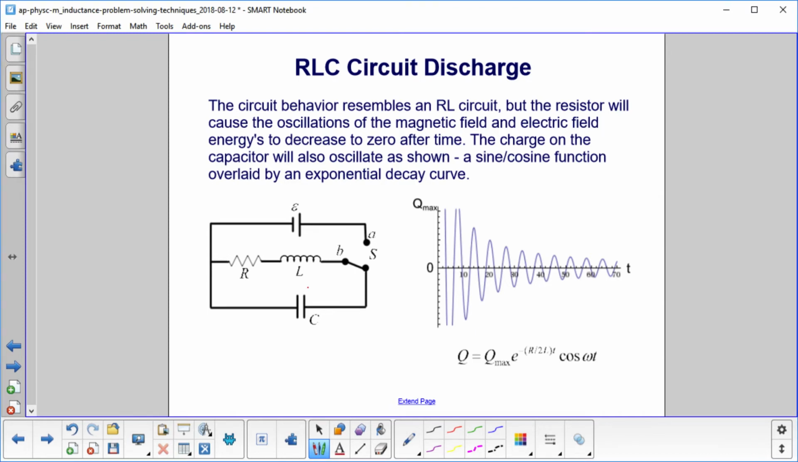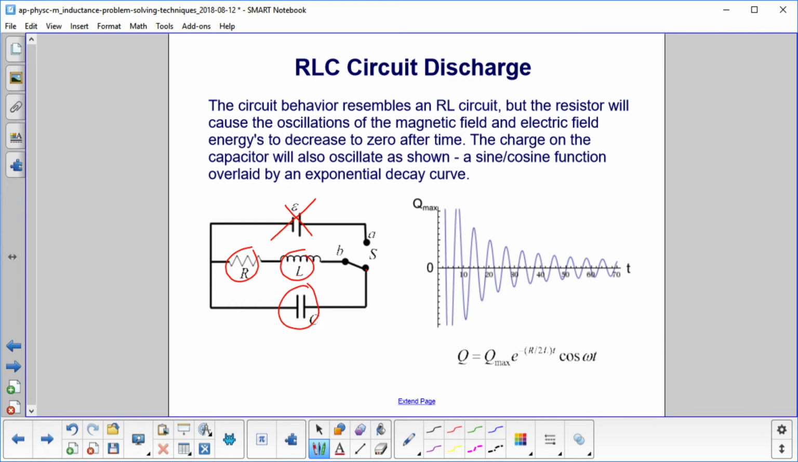RLC circuit discharge. Here you have a capacitor, an inductor, and a resistor. You throw the switch to B, which cuts out the source of EMF. So this behavior resembles an RL circuit, but the resistor will cause the oscillations of the magnetic and electric fields to decrease to 0 after some time.